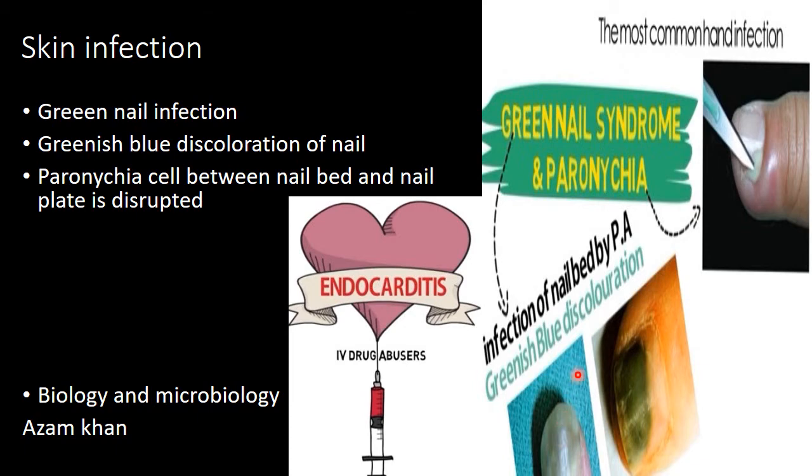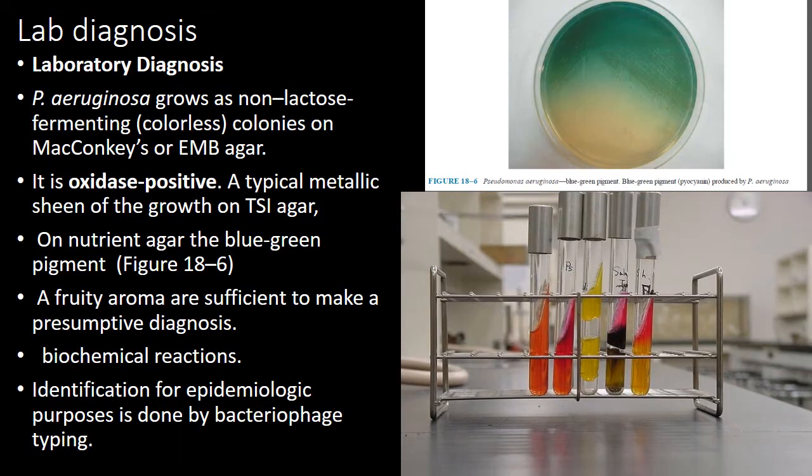And pyrrhonichia, what is pyrrhonichia? Pyrrhonichia is the infection of the nail, in which the seal between the nail bed and nail plate is disrupted. This infection is called pyrrhonichia. It is also, we have discussed it, also called endocarditis.